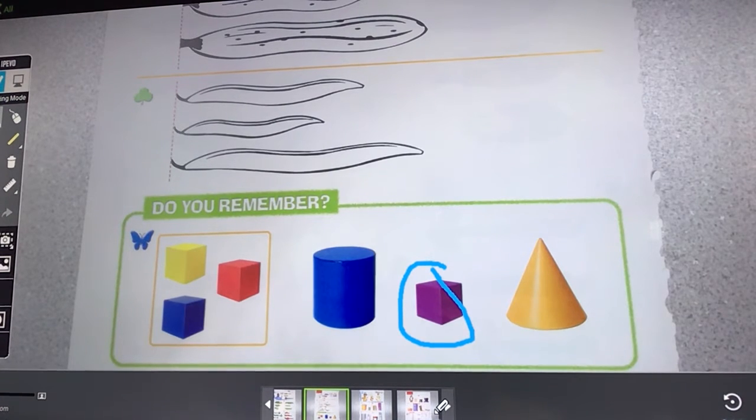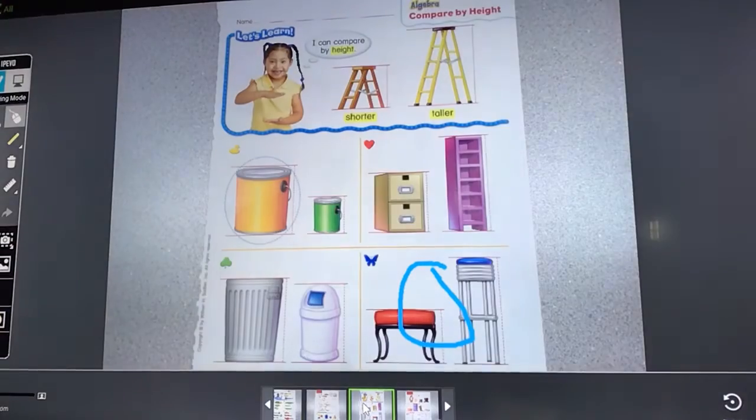Since that was so easy, let's do another one. Let's get page 371.